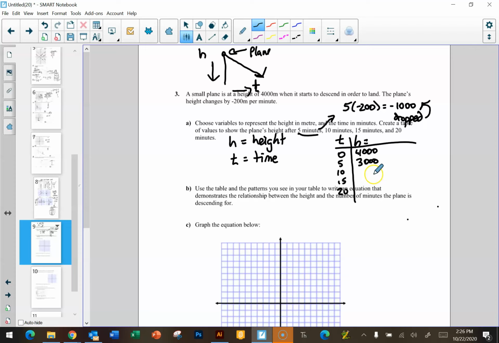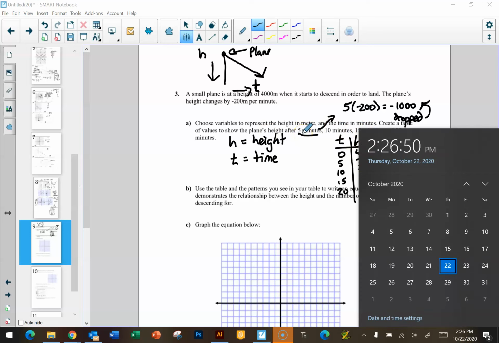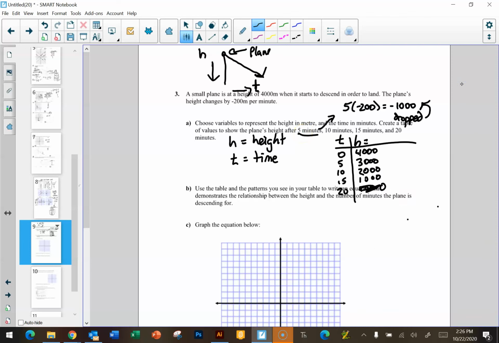And then I could do 10, and what's 10 times negative 200? That's negative 2,000. So 4,000 minus 2,000, now I'm at 2,000. The pattern continues: every 5 minutes, the plane loses another 1,000 meters. So after 20 minutes, it's at 0. After 20 minutes, it actually hits the ground. So that's a table of values, and I just used logic to figure it out. I know you guys are capable of that as well.